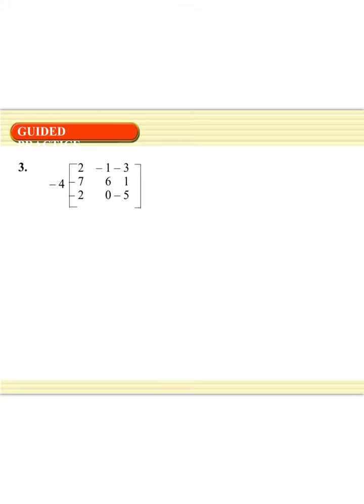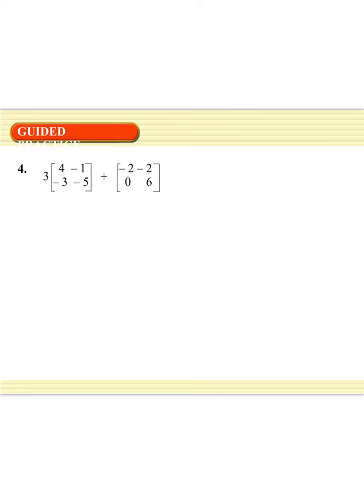So after you perform scalar multiplication by -4, you should have gotten a 3x3, and it should be -8, 4, 12, 28, -24, -4, 8, 0, and 20. Okay, here's the last one. I would like you to try it on your own, so pause the video and good luck.